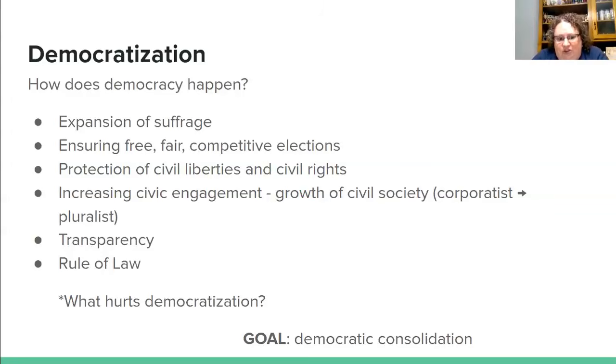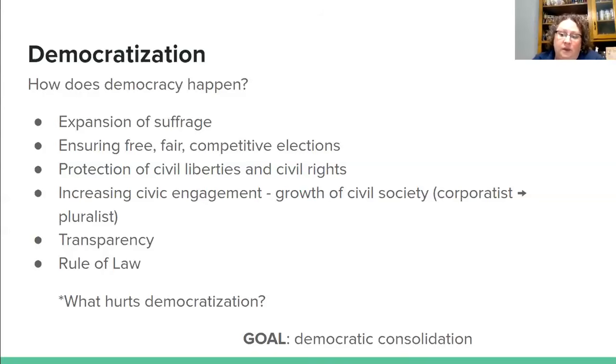How transparent is your government? Do you know what's going on? And then rule of law. What can hurt democratization? An example would be like in Iran, when the government put down the protests. So people were protesting the elections and they were put down.